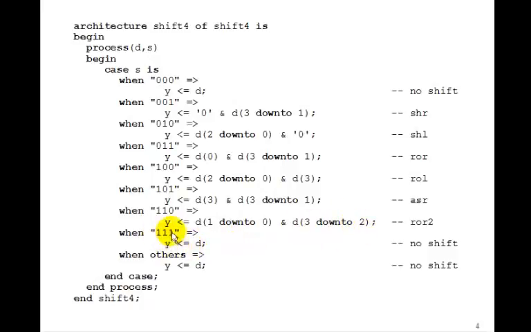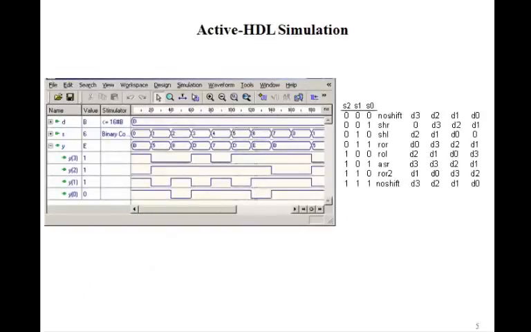And finally, the 7, we did no shift. Remember, we need others in the case statement. We'll just put a no shift there. So we can check it with a simulation, and we'll make D a B. That is a 1, 0, 1, 1 coming in.